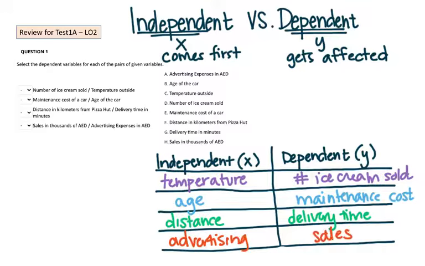So in this question, it's saying which ones are dependent. Sometimes it will ask which ones are independent. This time it said dependent. So in this case, the ice cream is the dependent, the maintenance cost is dependent, the delivery time is dependent, and the sales are dependent.